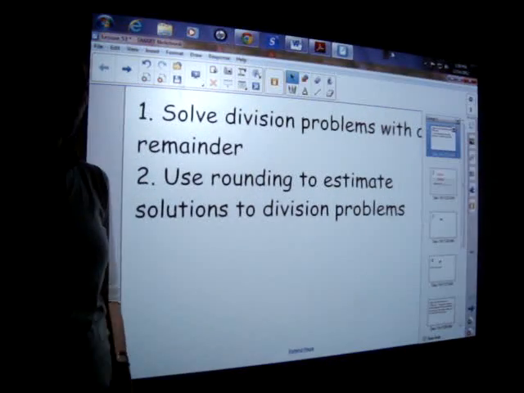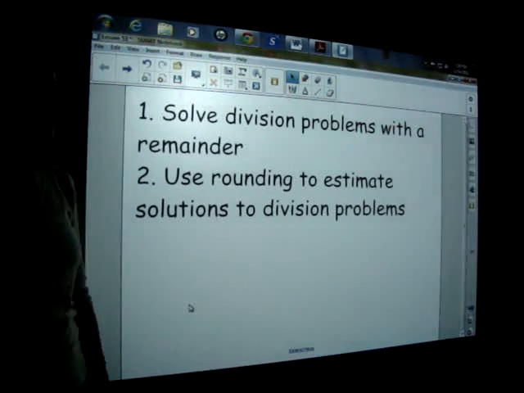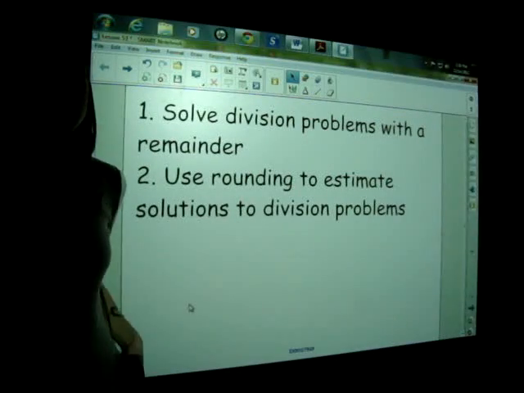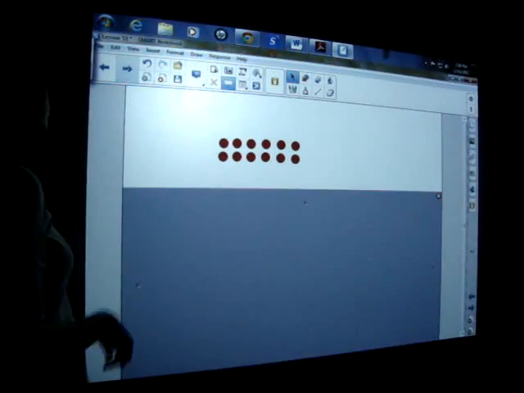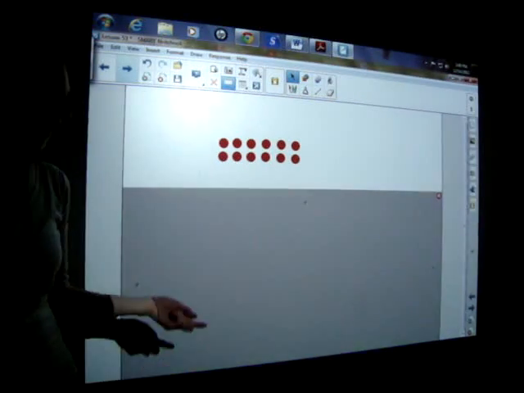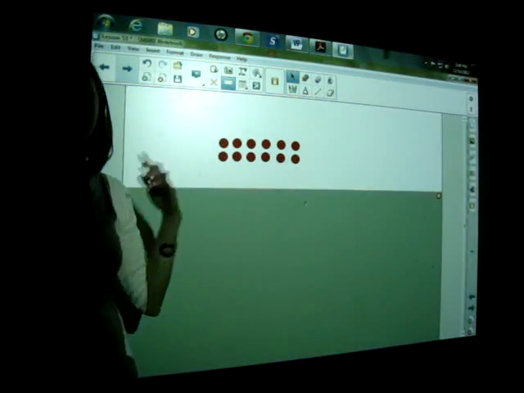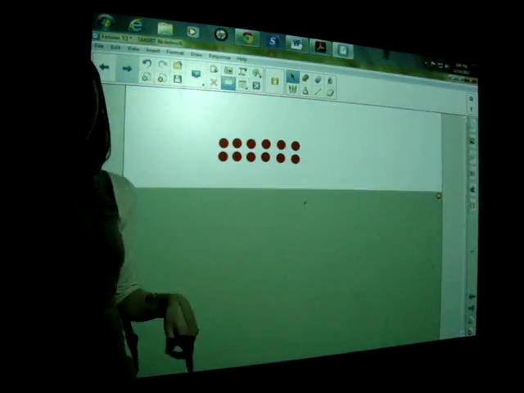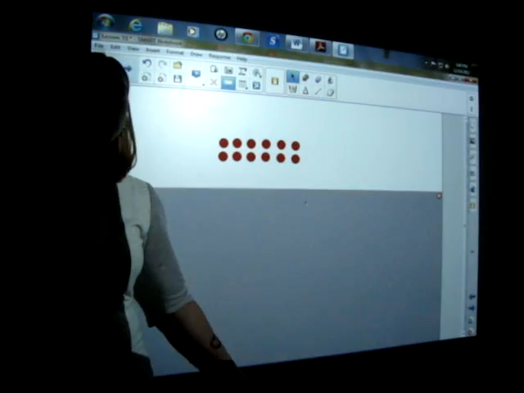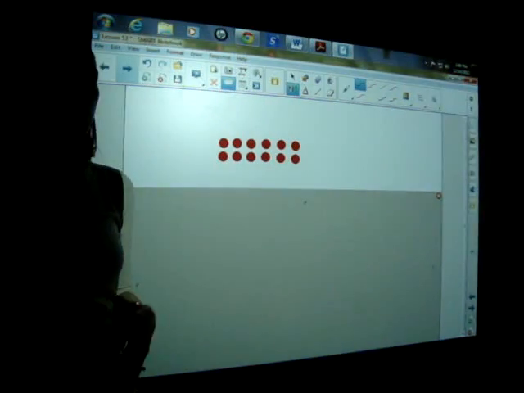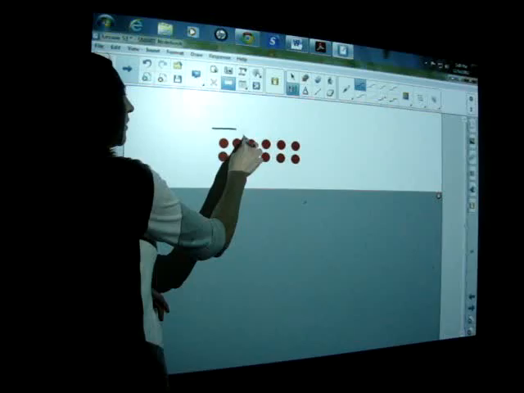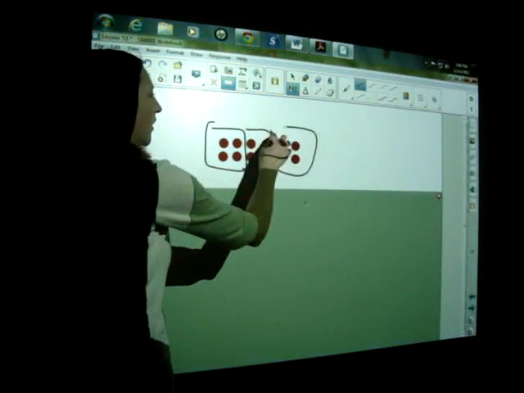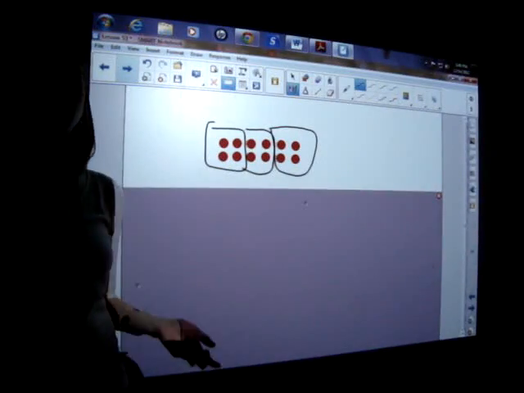In Lesson 53, we're going to work on solving division problems with a remainder and using rounding to estimate solutions to division problems. So first we're going to look at just grouping things. So here I have 2 rows of 6 dots. So I have 12 dots. So if I wanted to divide those into equal groups, I could divide them 4 in a group. And I would evenly have 3 groups.